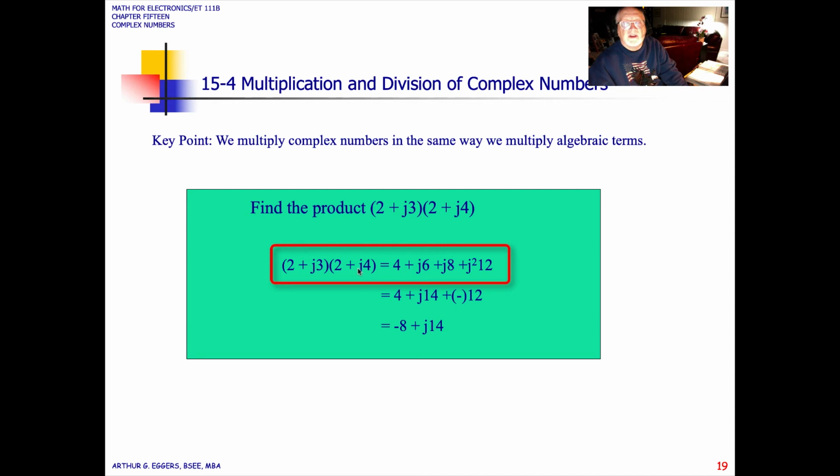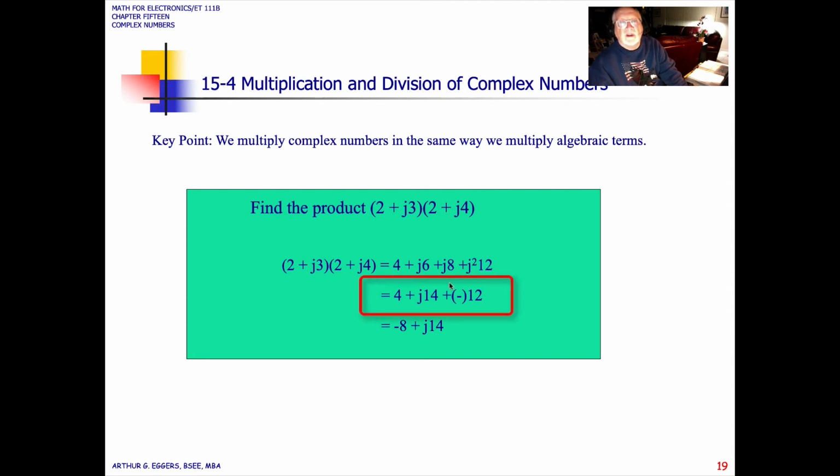And the j's then become squared. So 4 plus j6 plus j8 plus j squared 12. Then we can reduce our like terms. We're going to gather our terms together. 6 and 8 give us 14. J squared gives us a negative number, so we end up with a negative 12 and 4. So when we combine negative 12 and 4, we get a negative 8 plus j14.